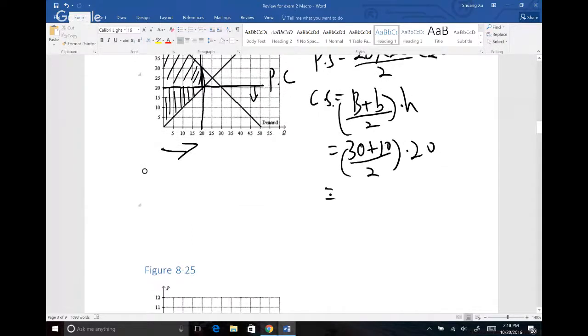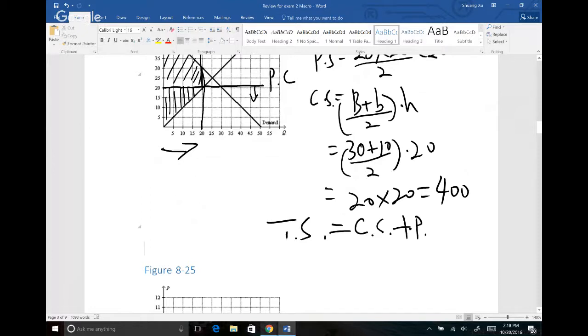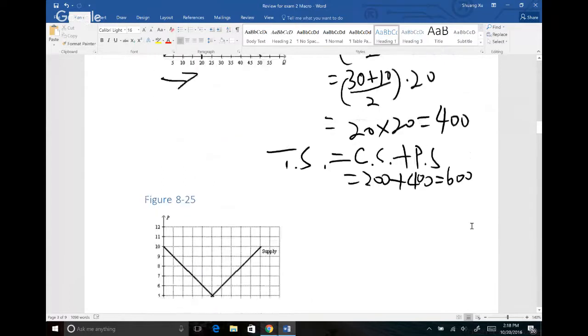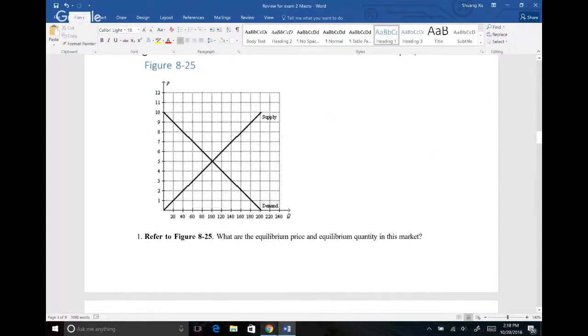So this would be what? 30 plus 10 is 40. 40 divided by 2, 20 times 20. That's 400. Okay, so that's your consumer surplus. And then lastly, your total surplus is just your consumer plus producer surplus. So it will be 200 plus 400. So total surplus is 600. All right, everybody got it? Yep. Okay, so that's it for chapter 7.